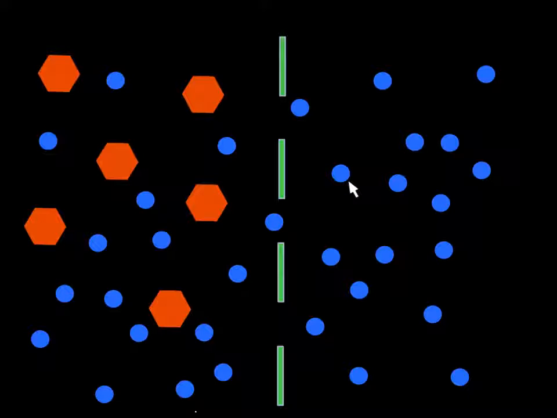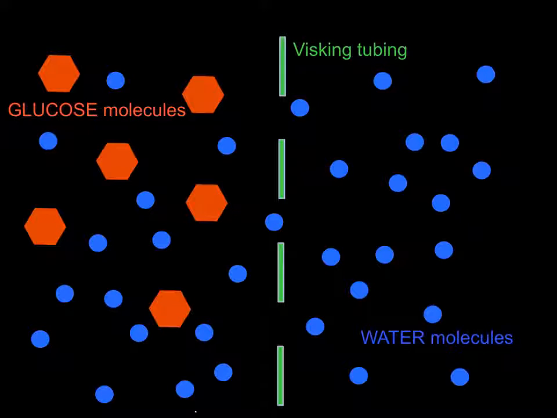Here I have a water molecule, and here I have a glucose molecule. These green stripes are representing the whisking tubing. So there we are.